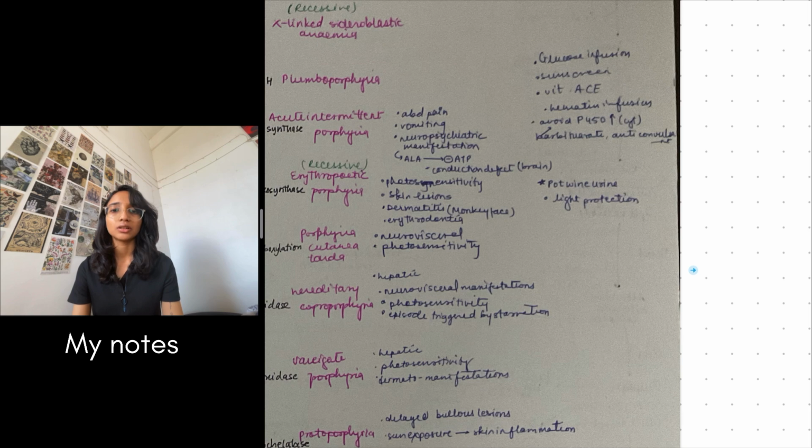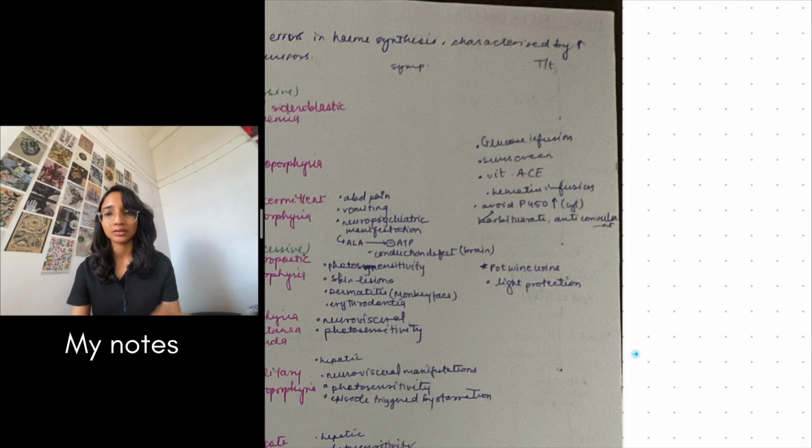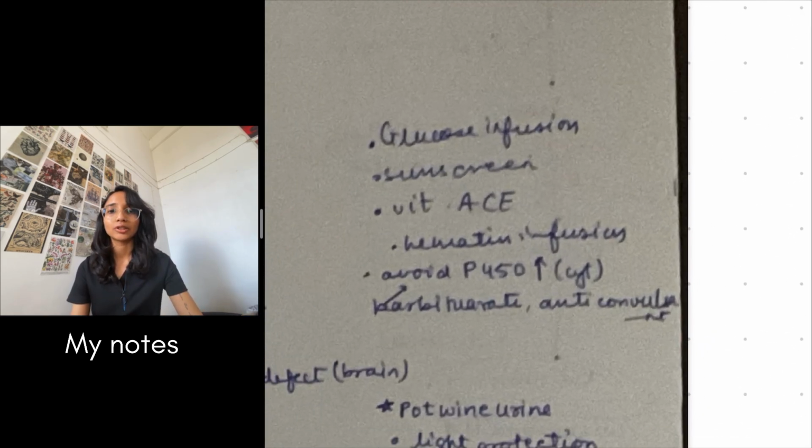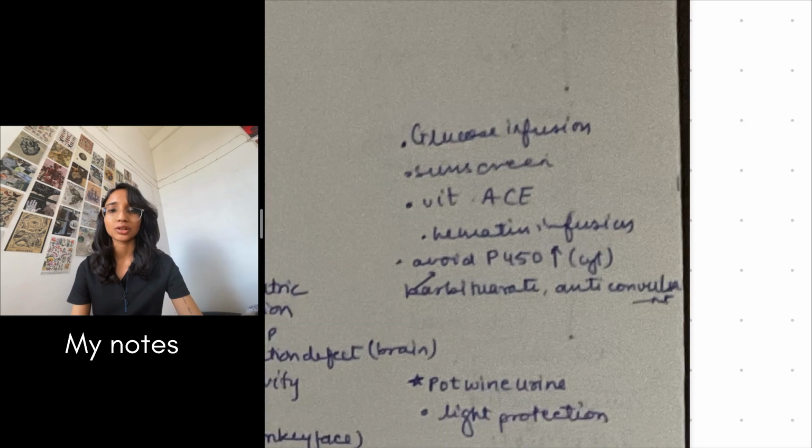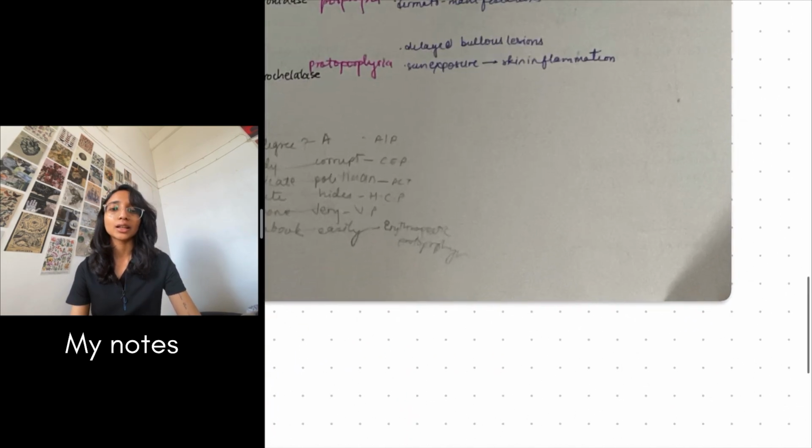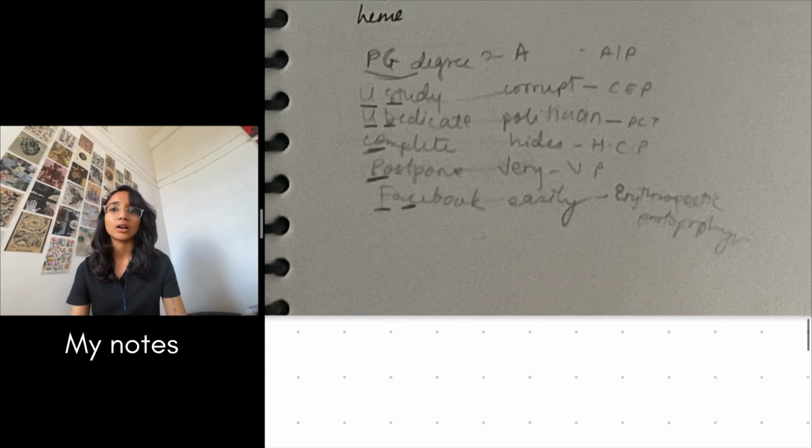The keyword in erythropoietic porphyria is that it is recessive and it has port wine urine. In the book, there is some therapy or treatment given for them, that also I have included here, that you can give them glucose infusion, you ask them to wear sunscreen, you give them vitamin A, C and E, hematin infusion can be given, and all that. And again at the bottom of the page I have a mnemonic.